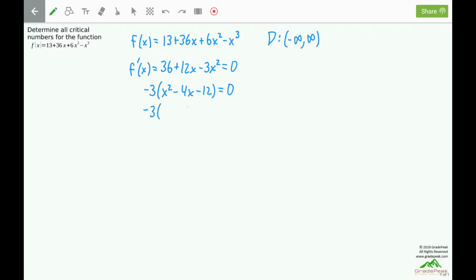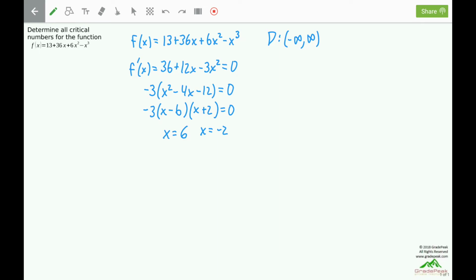We can now trinomial factor into x and x. We need two numbers that multiply to be a negative 12 and add to be a negative 4. Negative 6 and positive 2 will take care of that. And therefore x equals 6 and x equals negative 2.